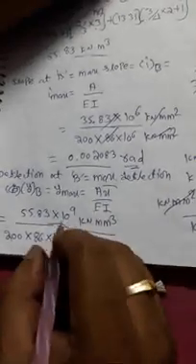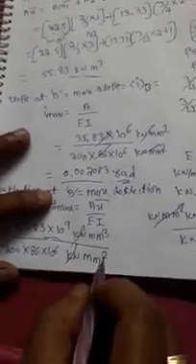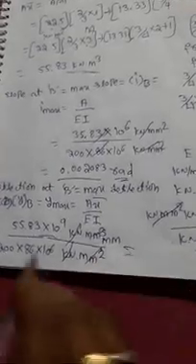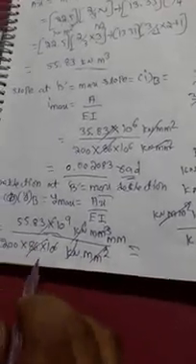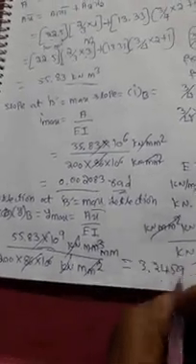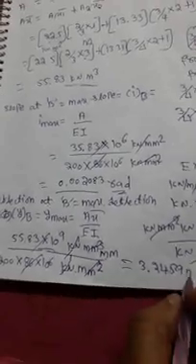So the units change to kilonewton into mm cube after multiplying with 10 to the power of 9. Here the unit is kilonewton into mm square, so these units cancel and the remaining unit is mm. Simplifying both values, you get 3.2459. The remaining unit is mm, so you can put mm here.